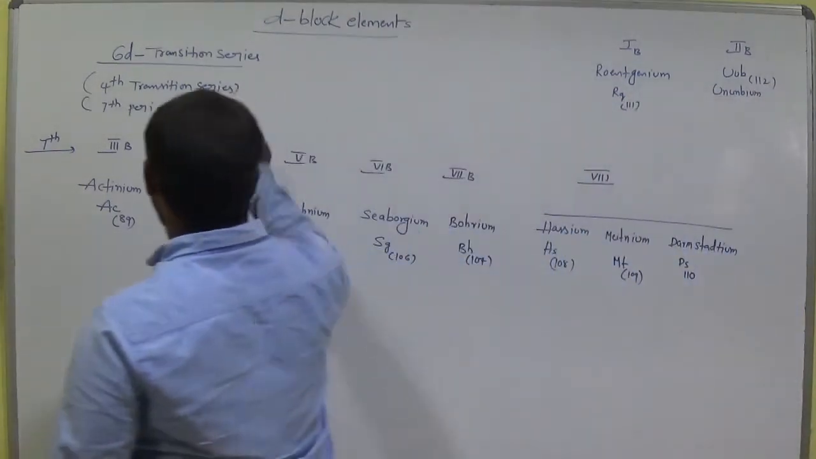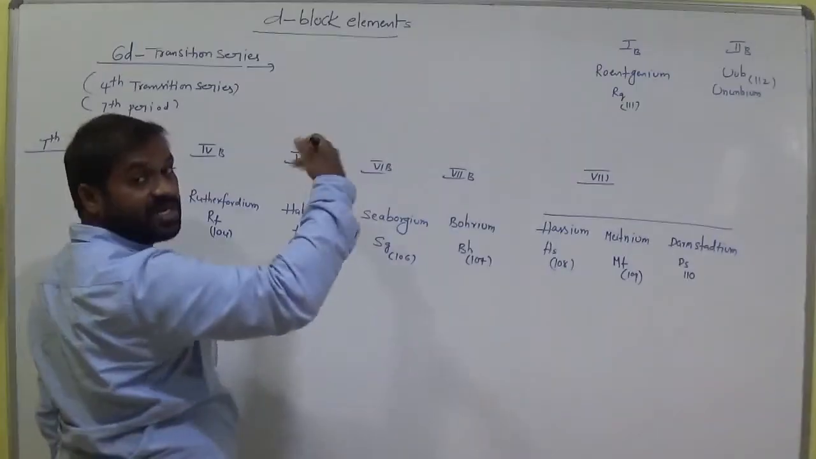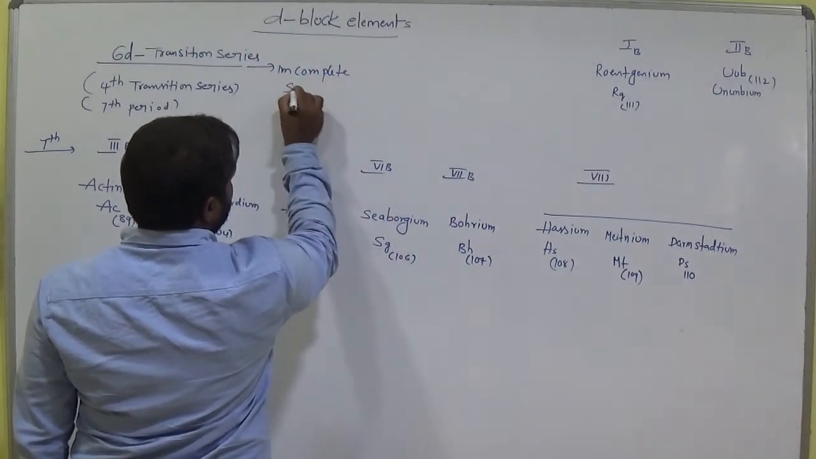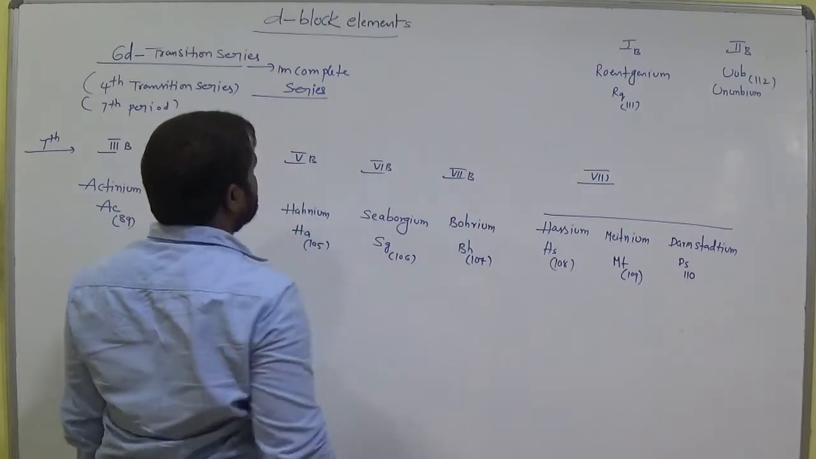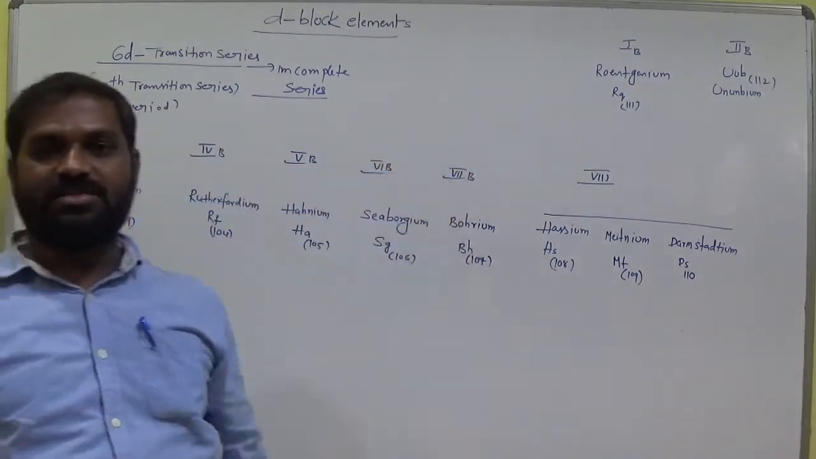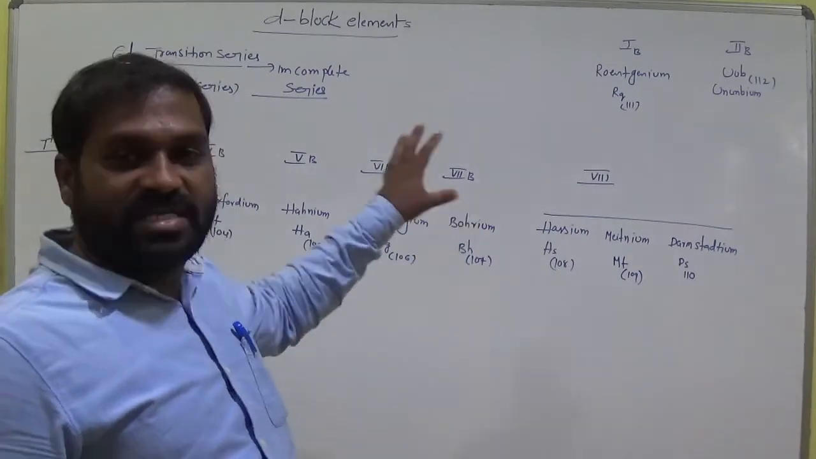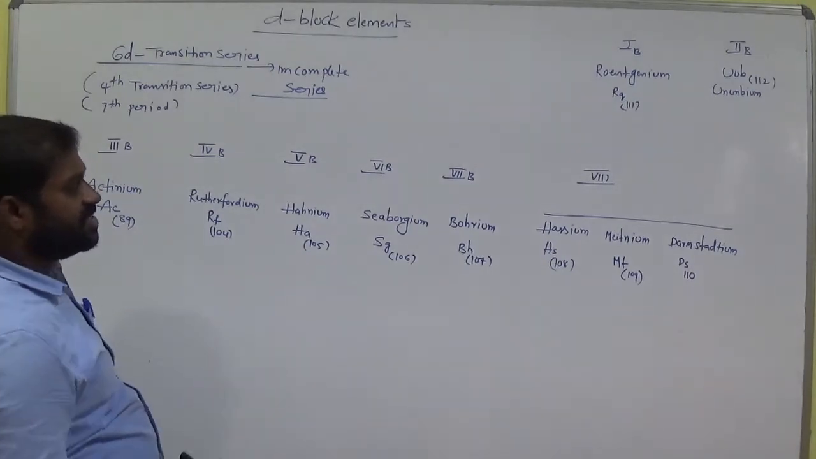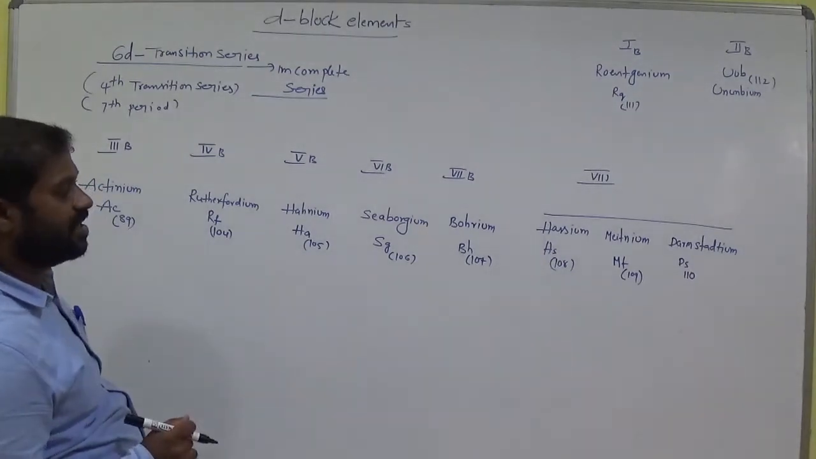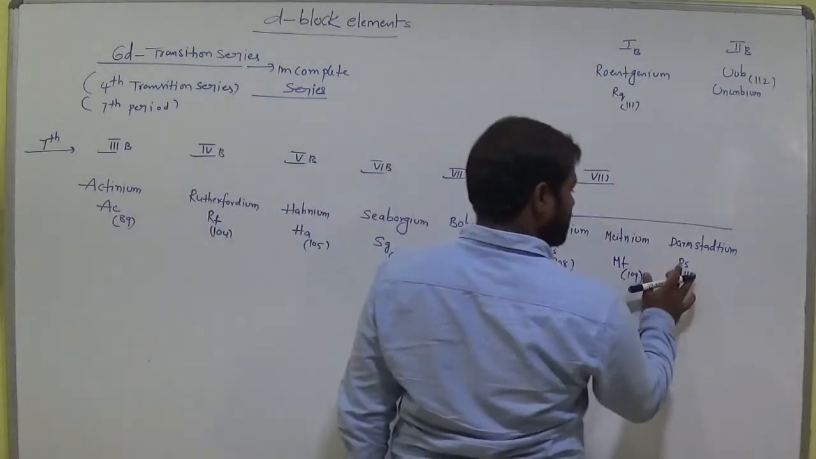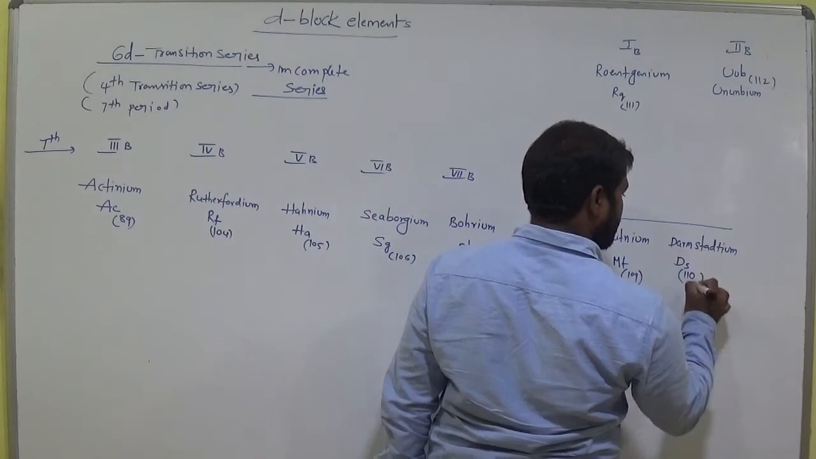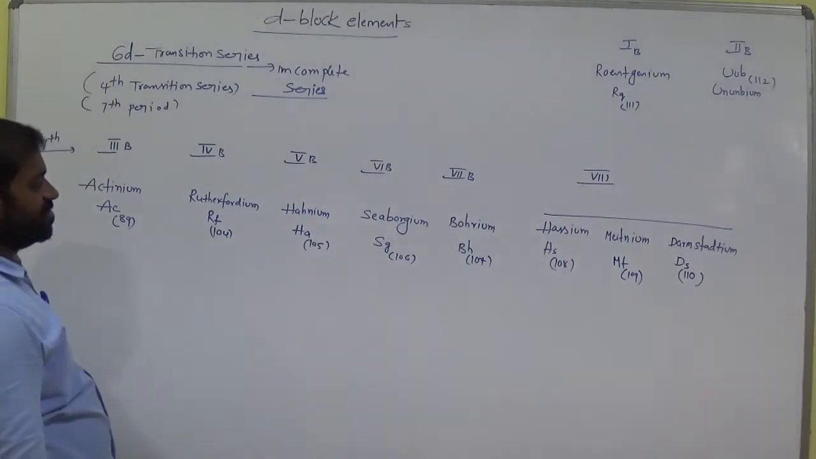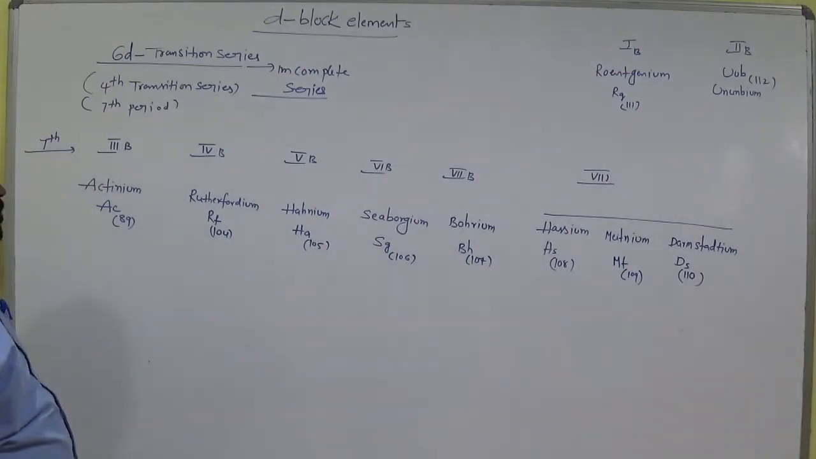It is an incomplete series, remember this. The 6d transition series is still going on. Names of the elements are still not introduced. It is still going on in innovation. These are the elements present in the 6d transition series. Now this is Ds, Darmstadtium, Meitnerium and Hassium, Bohrium, Seaborgium, Dubnium and Rutherfordium, Actinium.